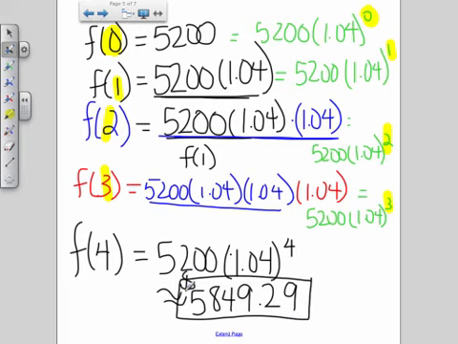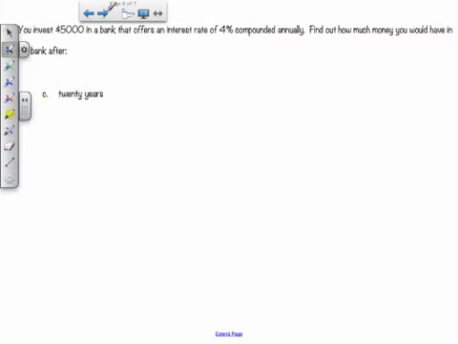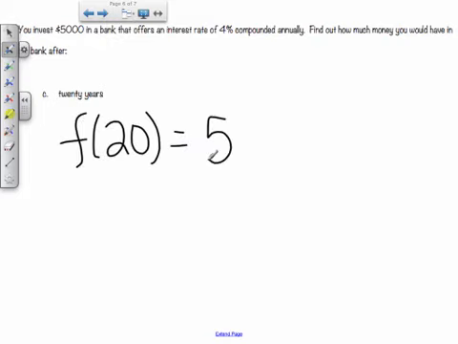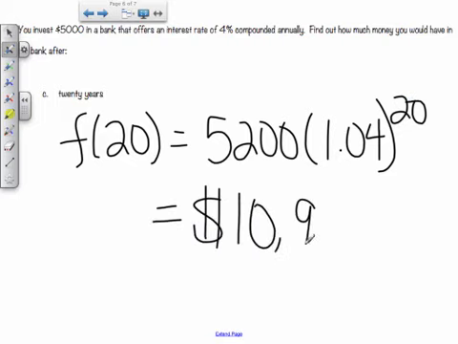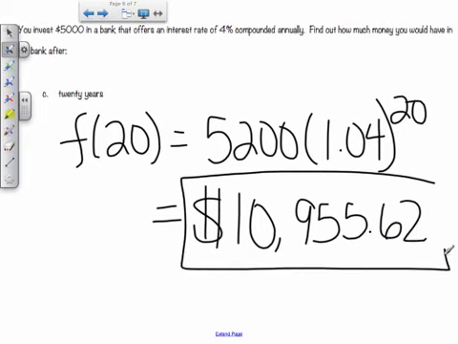So let's do question C, 20 years. I'm going to figure out what f of 20 is, and I'm just going to take 5,200 and multiply it by 1.04 to the 20th power. Okay, and then you end up getting $10,955.62, which is not a bad deal at all.